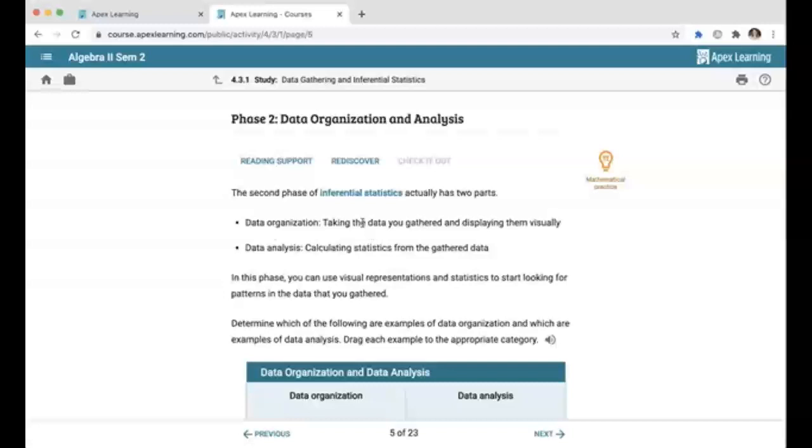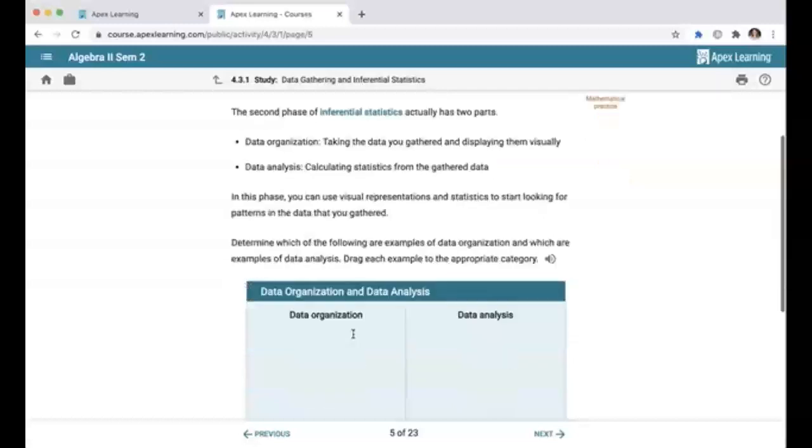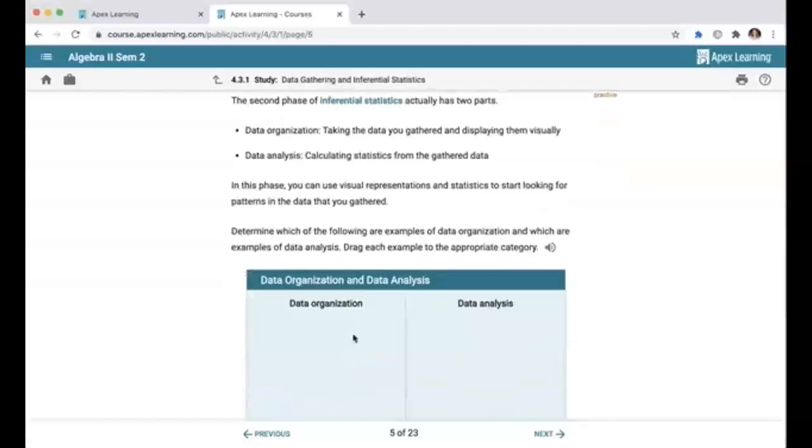But basically, again, taking the data and displaying it visually is organization, and analyzing is calculating some form of statistics, right? So your average, your mean, your median, your mode, something along those lines. Maybe your standard deviation, all of those things that we worked on in 4.2.